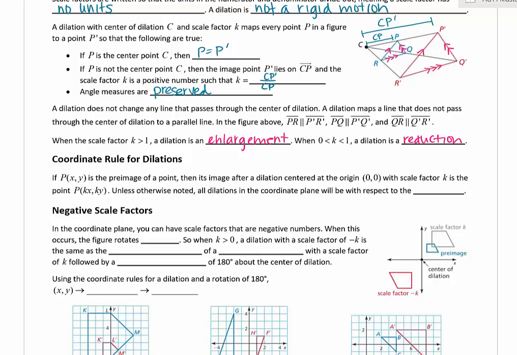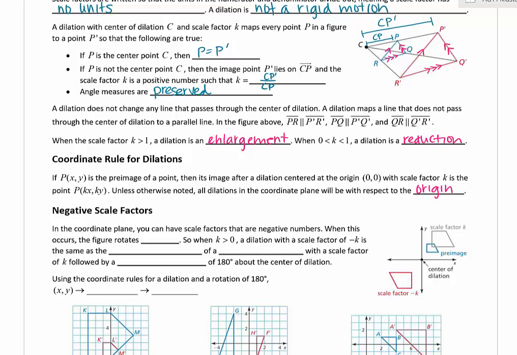We also have some rules for dilations in the coordinate plane. If I'm taking the point (x, y), that would be our pre-image. Then the image after the dilation, with respect to the origin (0, 0) and a scale factor K, is going to be dilated to the point (kx, ky). So it's multiplying the scale factor by x and y. Unless otherwise noted, all of our dilations in the coordinate plane will be with respect to the origin.